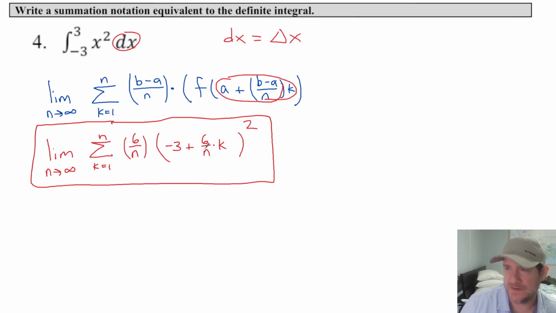And the other thing I was going to say was don't bother foiling this out. It's fine to just leave it in its factored form. In fact, it's preferable to do so. So leave your answer just like this.